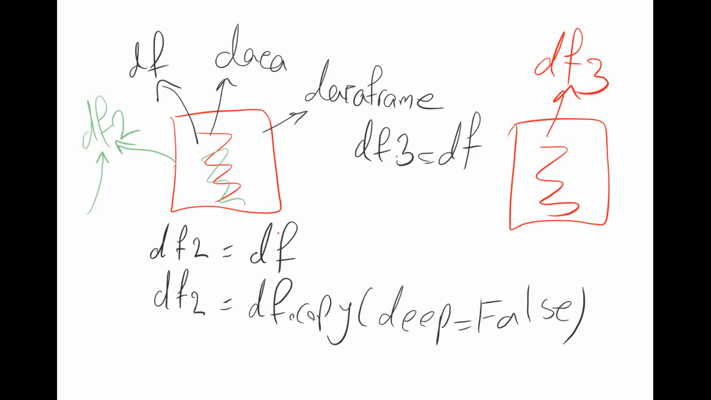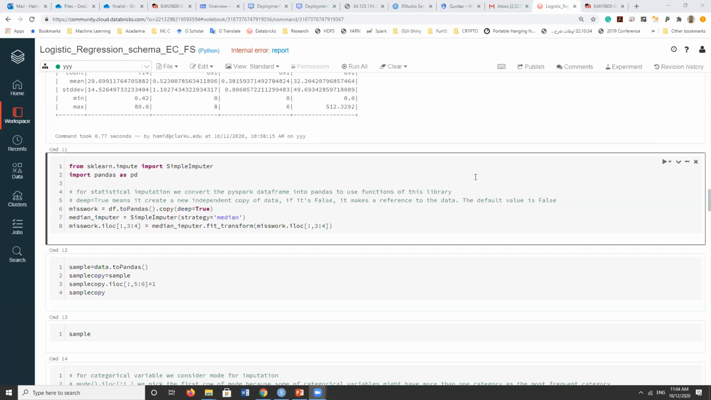Sometimes it's a good approach, sometimes it's not. It really depends on your application. Let's say if your data is too large, maybe you're not interested in having an actual copy. Maybe you just want to have different names for that data. Sometimes the size of your data is not that important, and you want to have multiple copies. So you use deep copy. So I make an independent or deep copy of my data df and call it miswork.